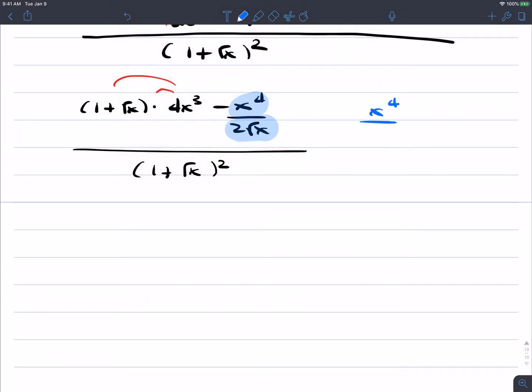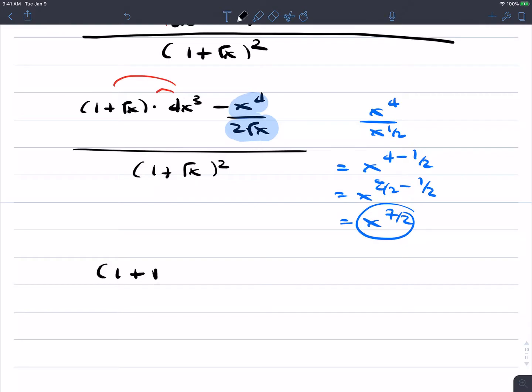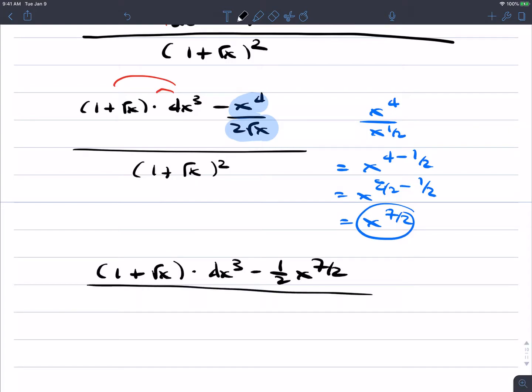x to the 4th over x to the 1/2 becomes x to the 4 minus 1/2. x to the 8/2 minus 1/2 is x to the 7/2. This is what you have here. So I get 1 plus the square root of x times 4x cubed minus 1/2 x to the 7/2, everything over 1 plus the square root of x squared.